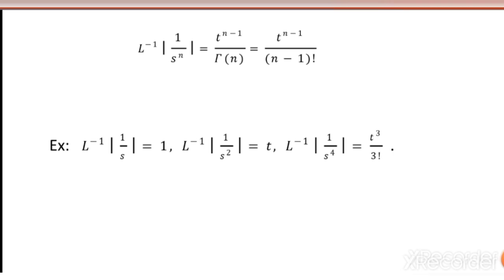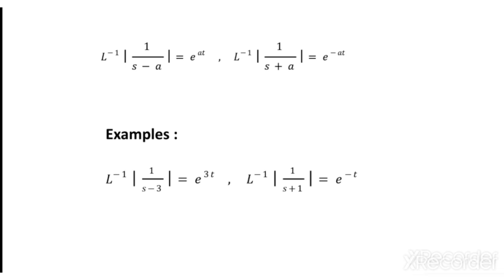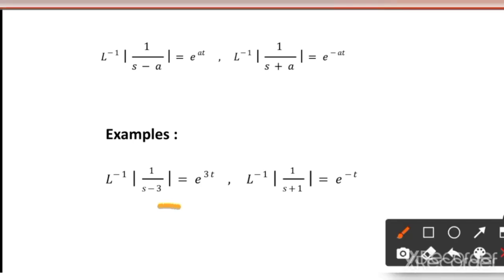The next result we can take is 1 over s minus a. Just look back: the Laplace transform of e power at is 1 over s minus a. So if I operate L inverse on 1 over s minus a, it is e power at. Similarly, L inverse of 1 over s plus a is e power minus at. As an example, identifying a: for 1 over s minus 3, a is 3, so e power 3t; for 1 over s minus of minus 1, we get e power minus t.